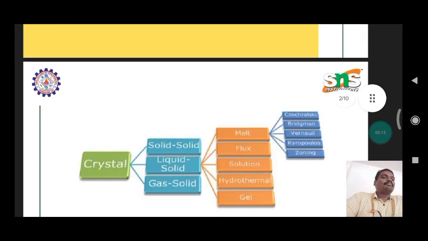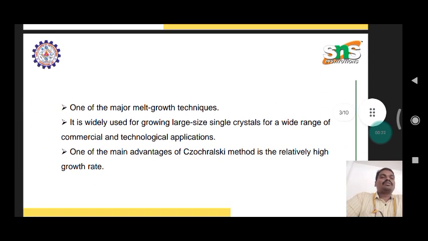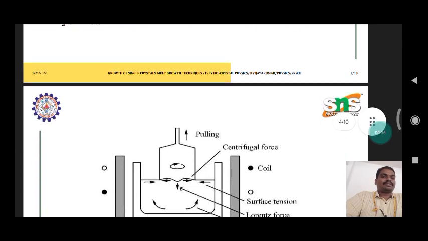This is a melt growth technique. This is one of the major melt growth techniques. It is widely used for growing large size single crystals for a wide range of commercial and technical applications. One of the main advantages of the Czochralski method is its relatively high growth rate.